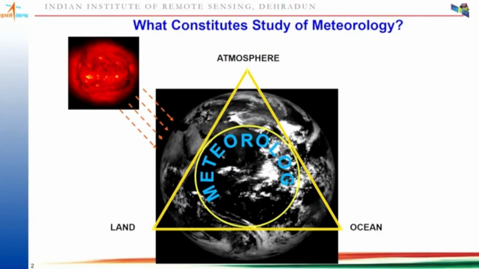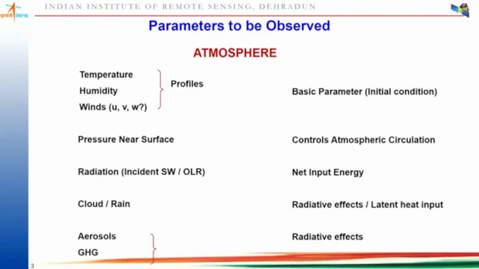So this is the tri-junction, that is the interaction between the atmosphere, land, and ocean, which I talk about. Meteorology is all about studying the processes of it, and this can be done through instrumentation, observations, and also observations from the satellite.